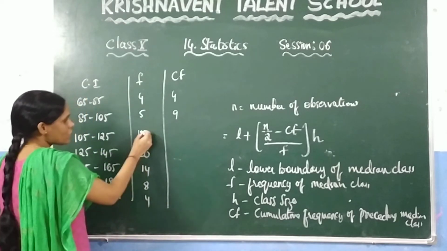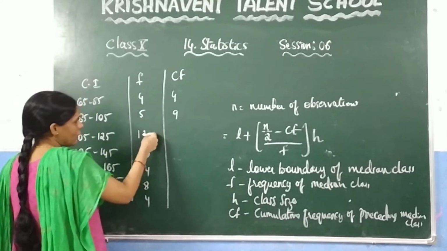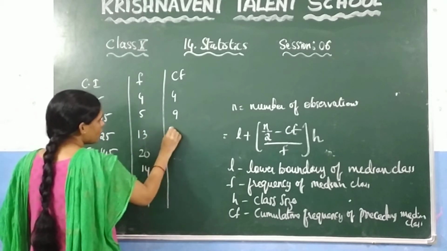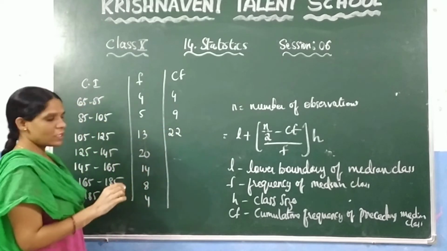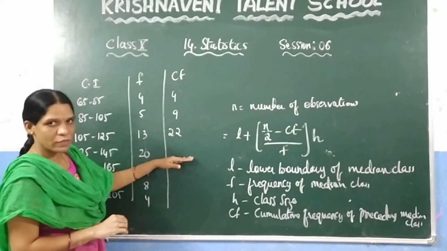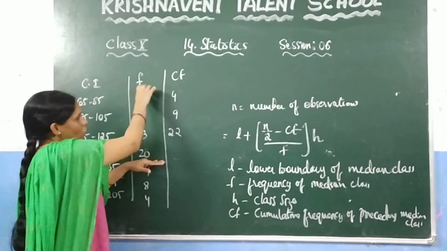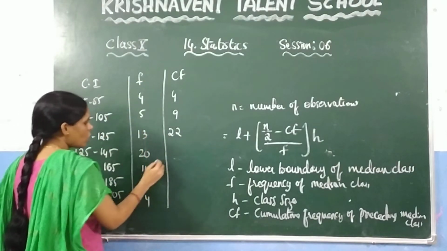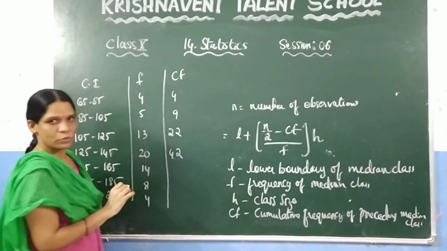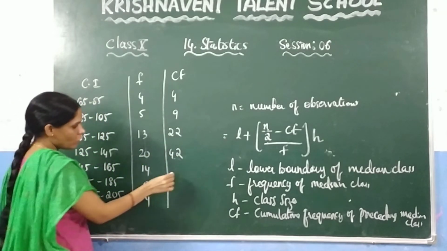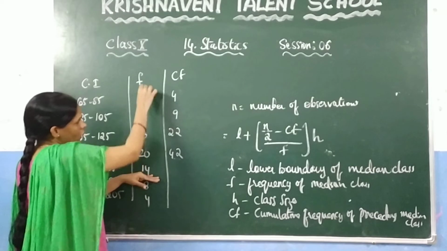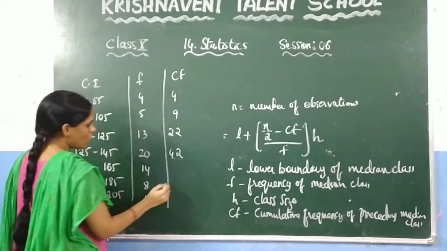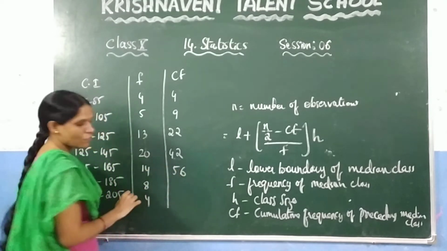So what is the next value? It is 13 plus 5 plus 4. How much will it give? 22. After that, for the next cumulative frequency, you need to add 20 plus 13 plus 5 plus 4. How much do you get? That gives you 42. Again, for the next one, you add 14 plus 20 plus 13 plus 5 plus 4. How much will you get? You will get 56.